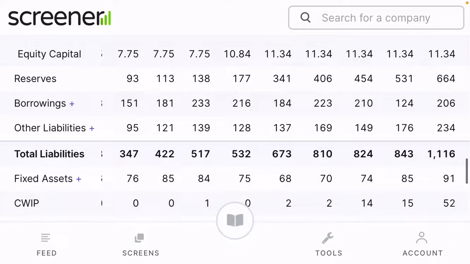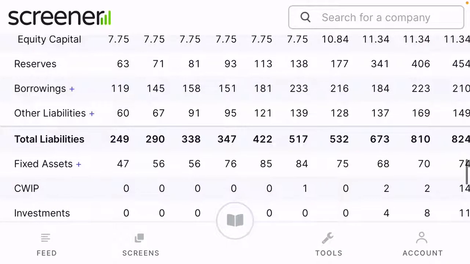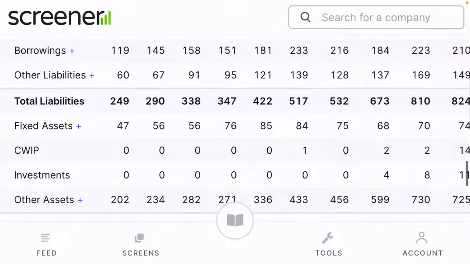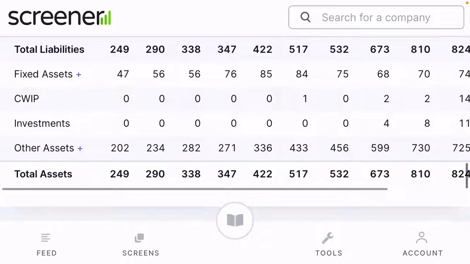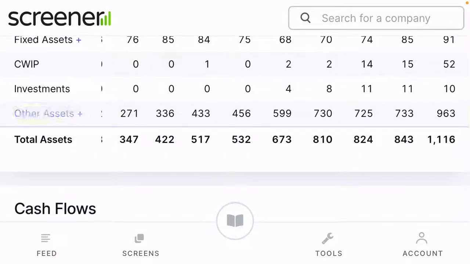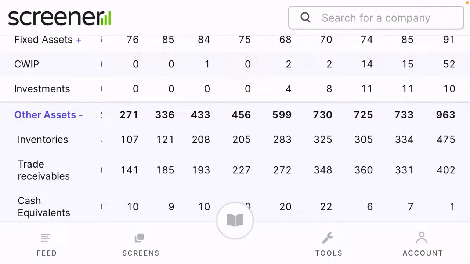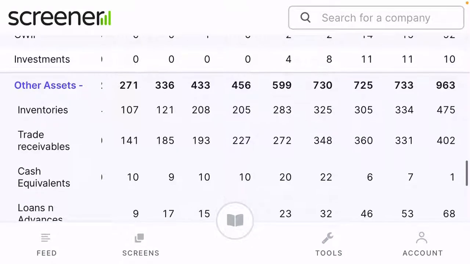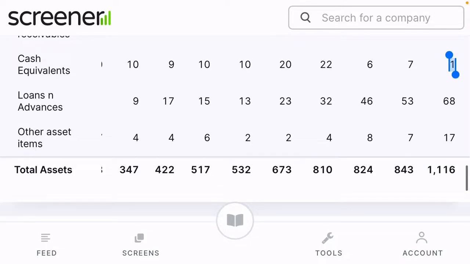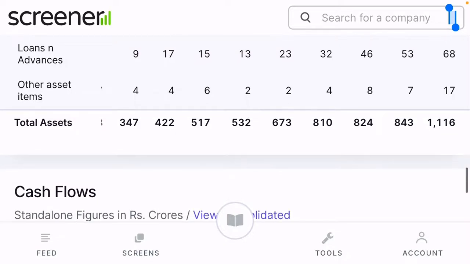Okay, borrowing, you can see borrowing is also increasing. From 119 borrowing, it has now increased to 2006 crore, which is still very marginal with respect to reserves. And if you talk about investment, the company has very low investment, just 10 crore. If you talk about the assets, you will be surprised that the company's inventory is 475 crore. Wow. And trade receivable 402. Cash equivalent, this is a problem. The company has a basic cash crunch issue. And loan and advance 68, other assets 17.